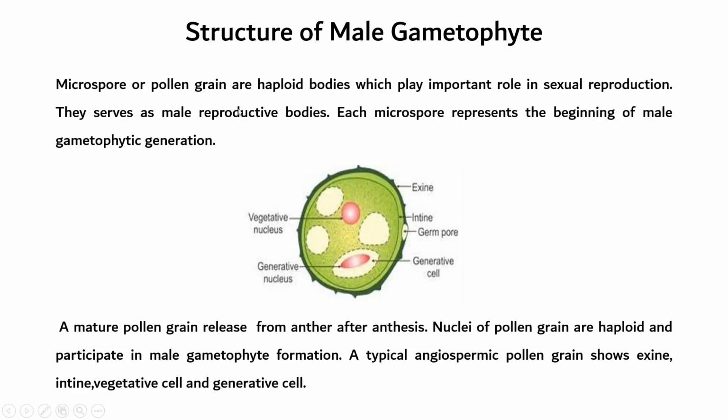Microspores or pollen grains are haploid, which are developed due to meiosis first and meiosis second, and which play an important role in sexual reproduction. That's why they serve as male reproductive bodies. Each microspore represents the beginning of the male gametophytic generation.